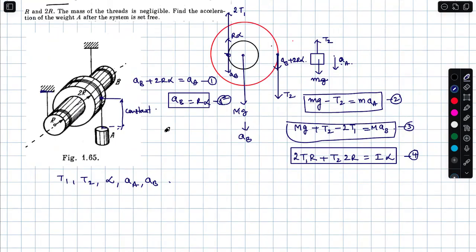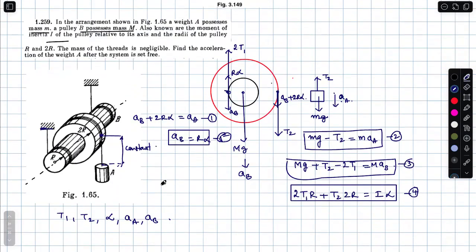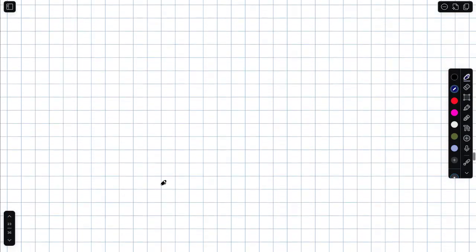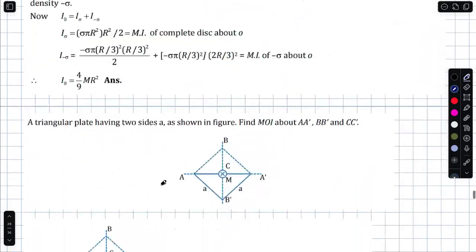Now are we clear now? You need to find T1, T2, alpha, AA, AB. Yes or no? So how many equations have I given you totally? 5. So that's all. Just solve this. Now how many problems are left for us overall week-wise? 1, 2, 3, 4.